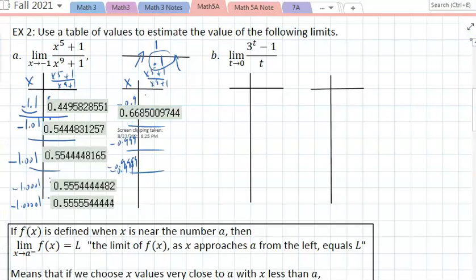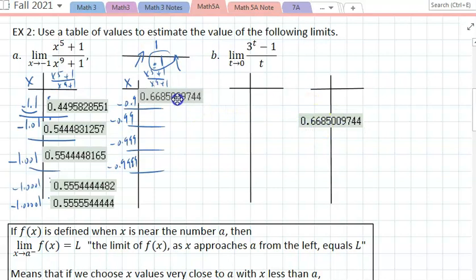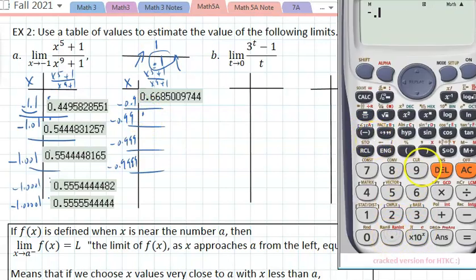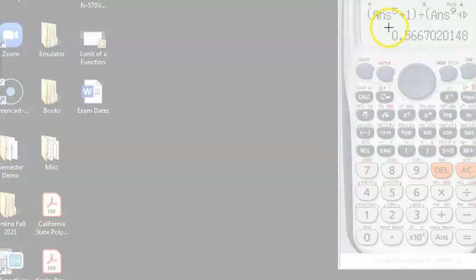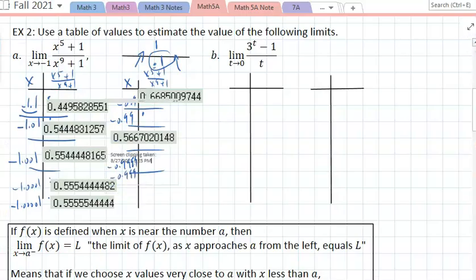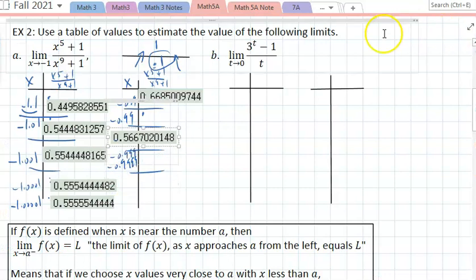So, anytime I'm taking a limit, I must do two values, one from the left, one from the right. And the left and the right must match. If they don't match, there is no limit. We say the limit doesn't exist. How about if I take -0.99? Very good. Again, that's because it's leveling off. It looks like 0.555. Now, if not, I'll just say the limit doesn't exist and I'm done.